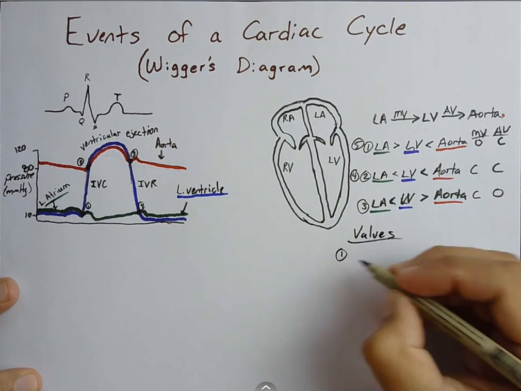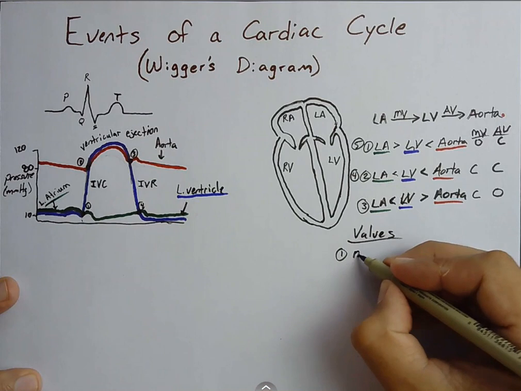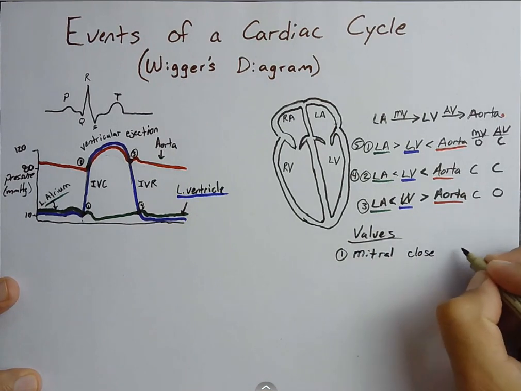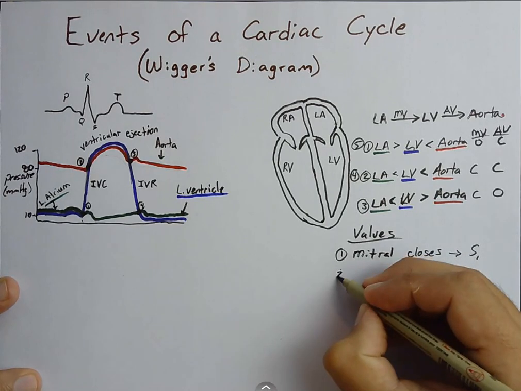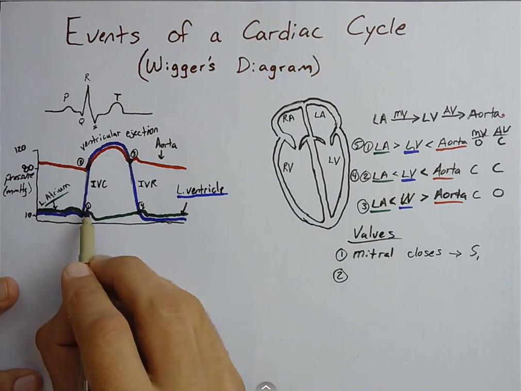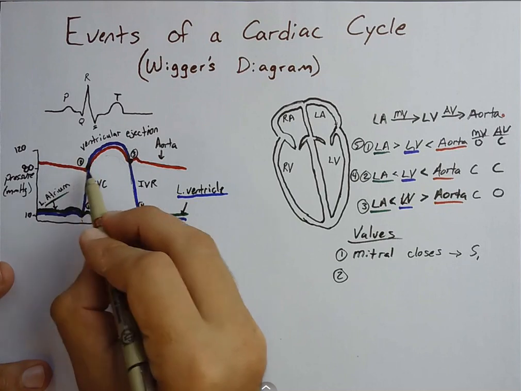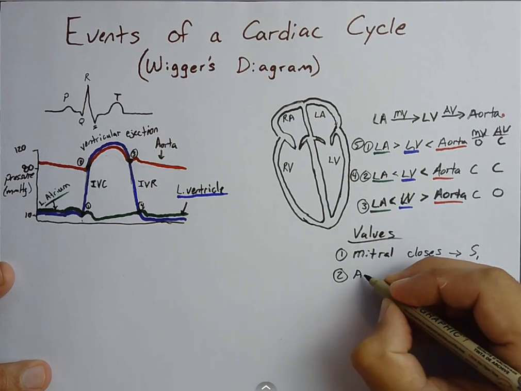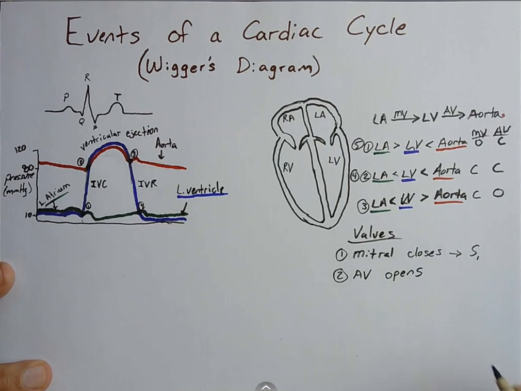At step 1, what do we know happens? This is when the mitral valve slams shut. This is S1. At 2, the mitral valve is still closed, but what's going to happen at step 2 when ventricular pressure gets greater than aortic pressure? That's when the aortic semilunar valve opens. Should not hear a sound here.